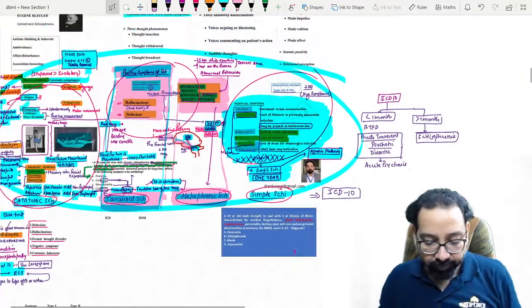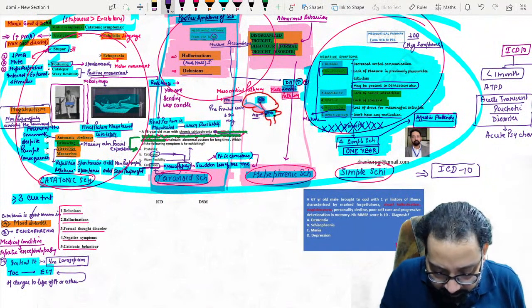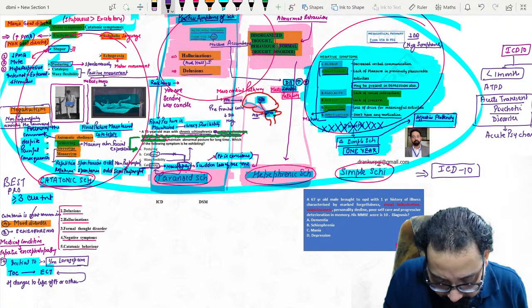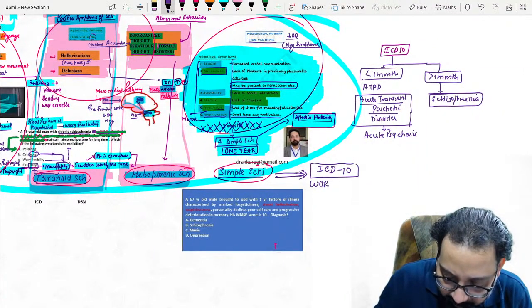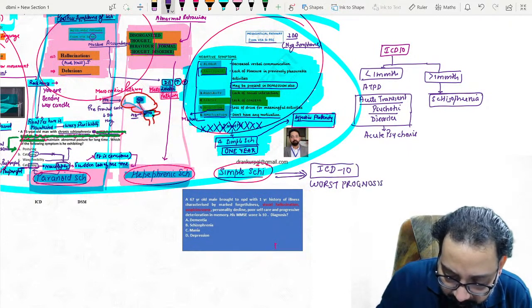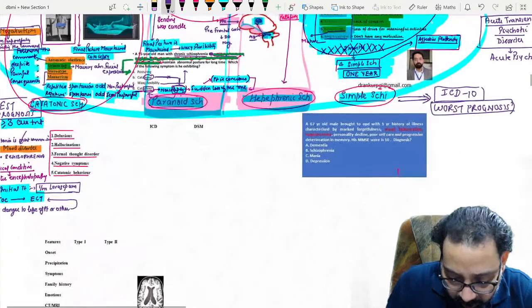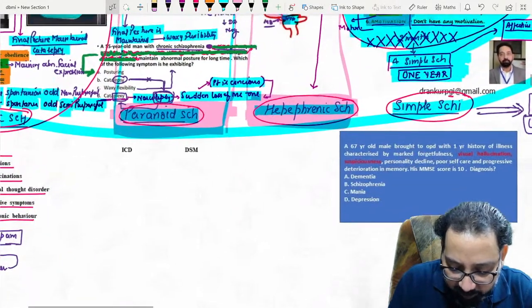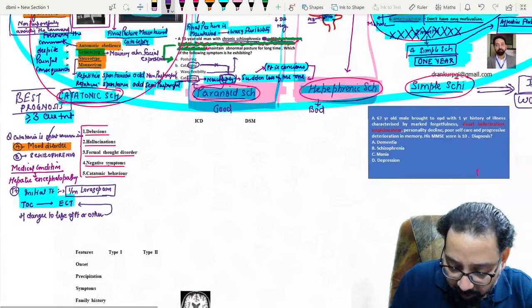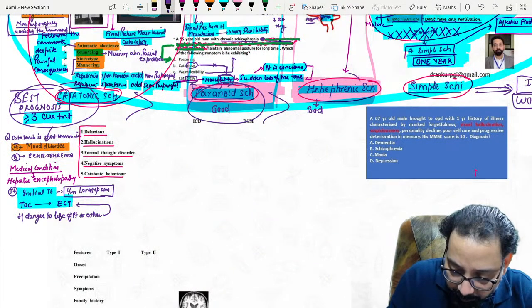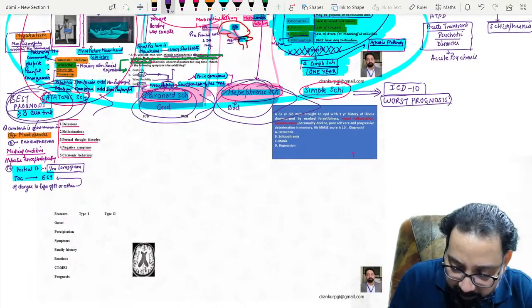Okay, so now catatonia. The purpose of writing in this way: on this side you will write best prognosis, and on this side worst prognosis. So simple schizophrenia worst prognosis, catatonic schizophrenia best prognosis, paranoid schizophrenia good prognosis, hebephrenic bad prognosis. So best, good, bad, worst prognosis. Clear?